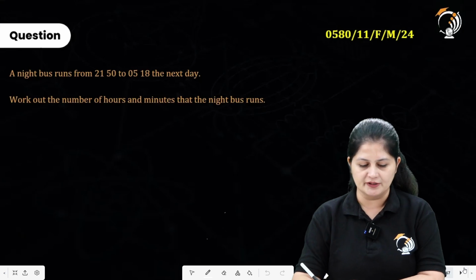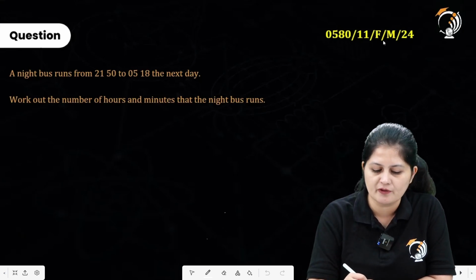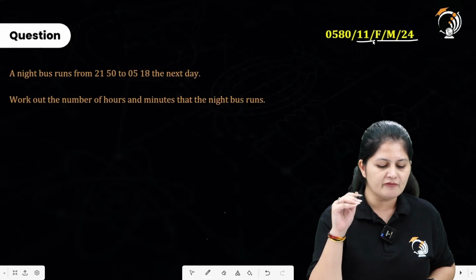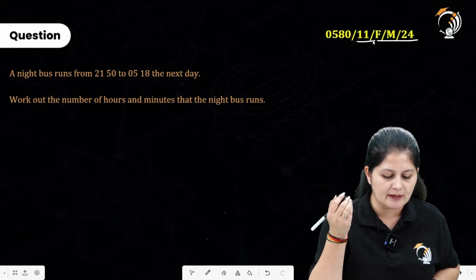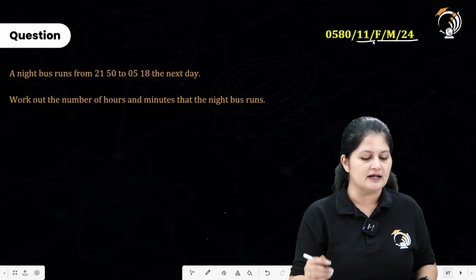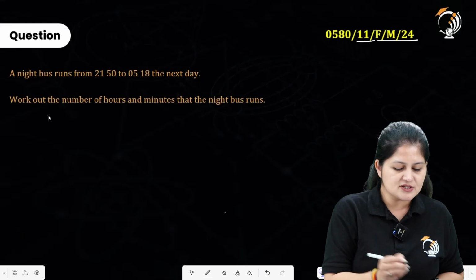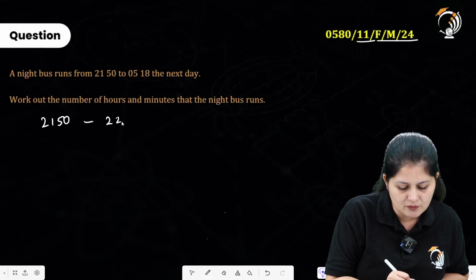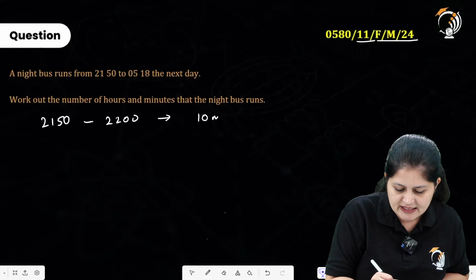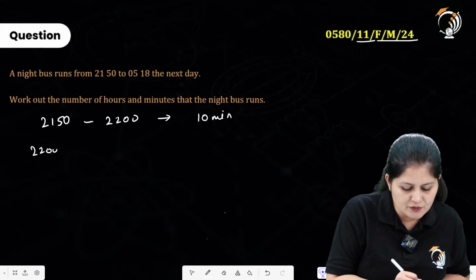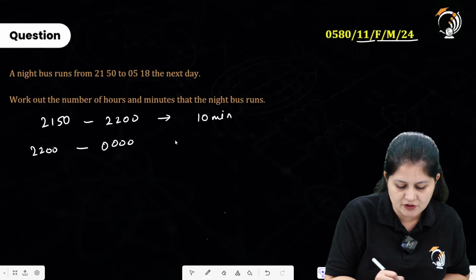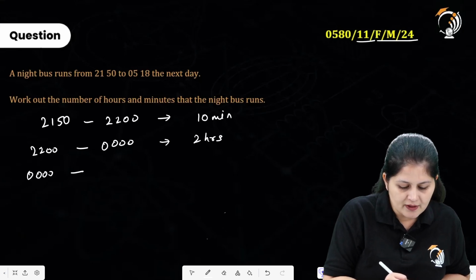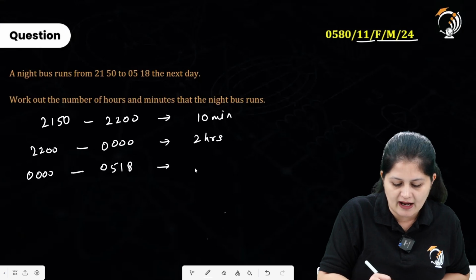Moving to the next question here, which is again a previous year question from the paper of February-March 24 from the variant 1.1. A night bus runs from 21:50 to 5:18 the next day. Work out the number of hours and minutes that the night bus runs. So here let's just make it easy and count the whole time. From 21:50 to 22:00, the time is 10 minutes. From 22:00 to 00:00, it is 2 hours. And then from 00:00 to 0518, it is going to be 5 hours and 18 minutes.